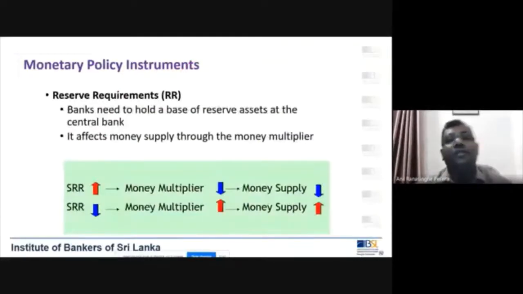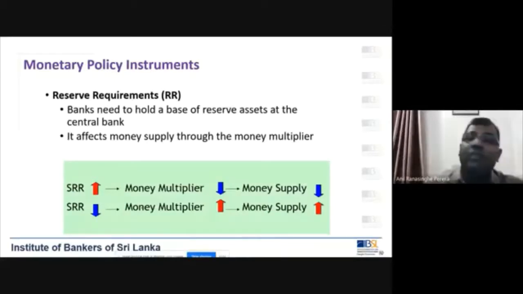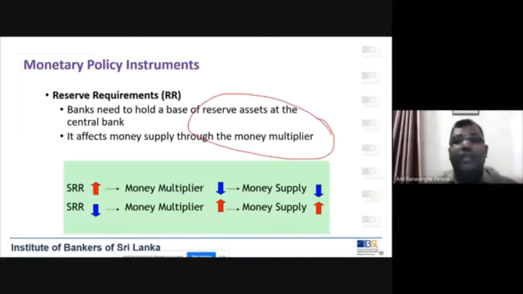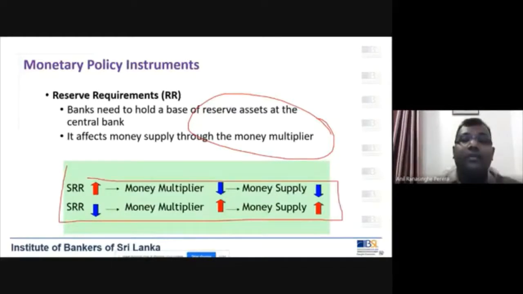Then we have reserve requirements. I think it's a familiar term. That is basically banks holding some fraction of their deposits at the central bank, and we have already seen and calculated that it affects the money multiplier. So when the statutory reserve ratio is increased, the money multiplier will go down, and as a result, money supply will go down. When the statutory ratio is declined, the money multiplier would increase, and as a result, money supply would increase. I think you have a good memory on this. We have already covered this in a previous session.